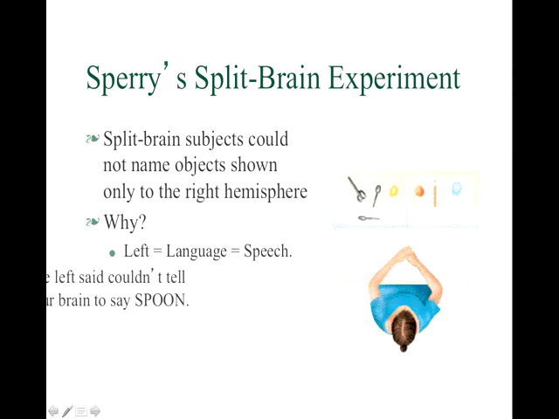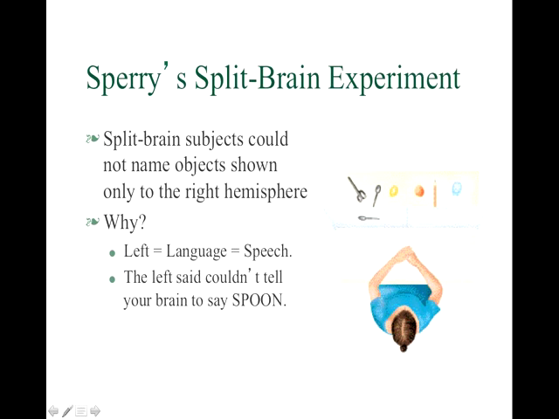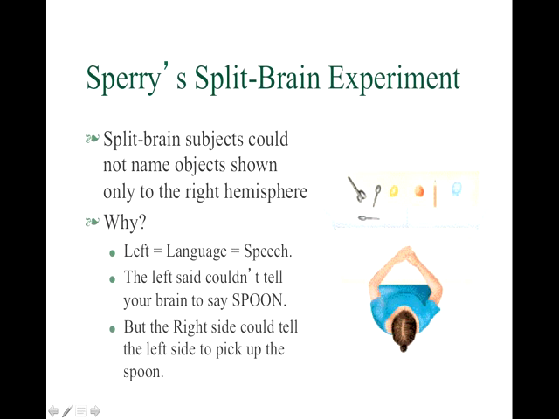Okay, so the left side couldn't tell your brain to say the word spoon because your right brain is the one that says, look, spoon, this side I can't form the word spoon. But one quick thing is that the right side of your brain could tell the left side of your body. So remember, this motor cortex controls the left side. I haven't severed the connection to my arm, just between the two, and so they could pick up the object they see but couldn't tell you what it was.